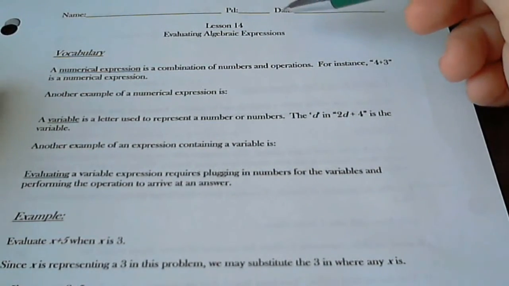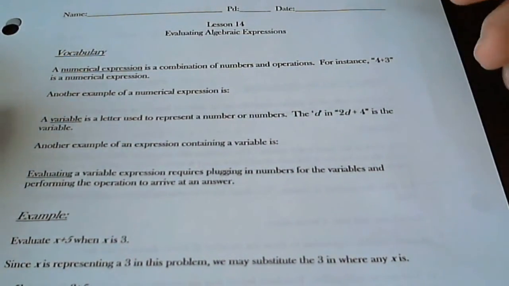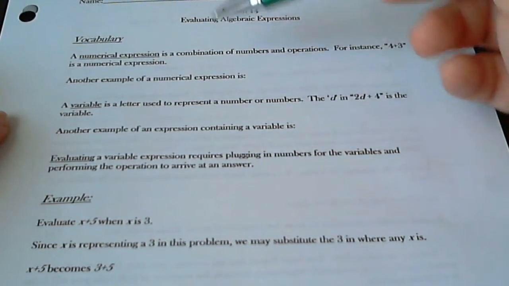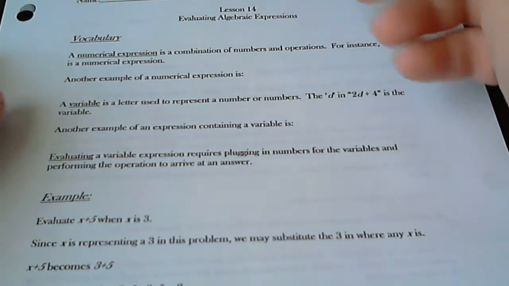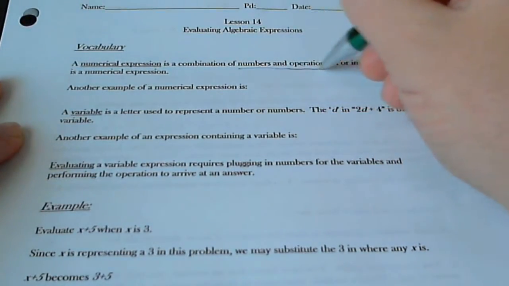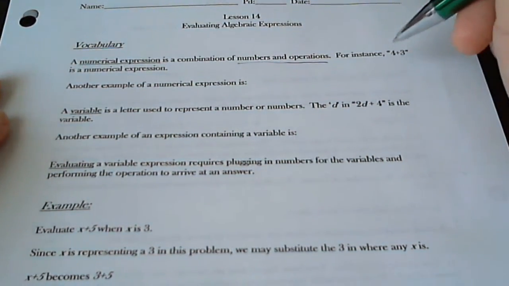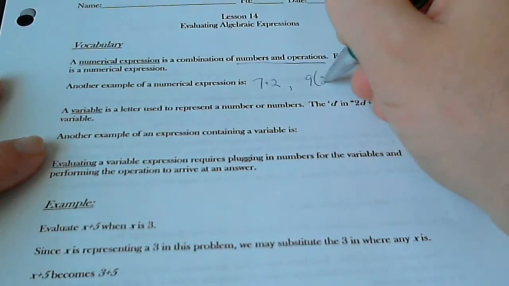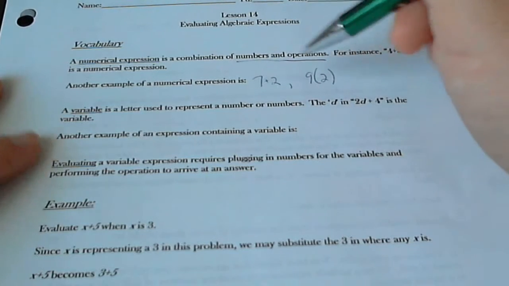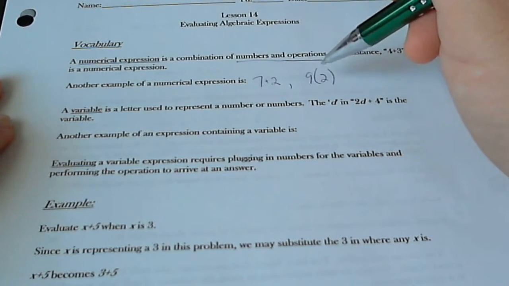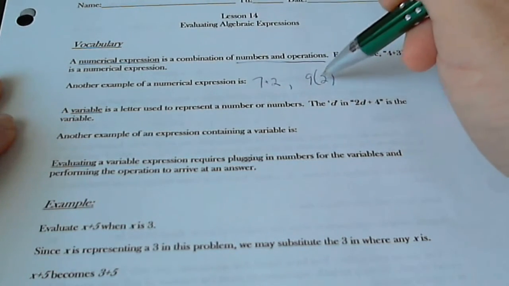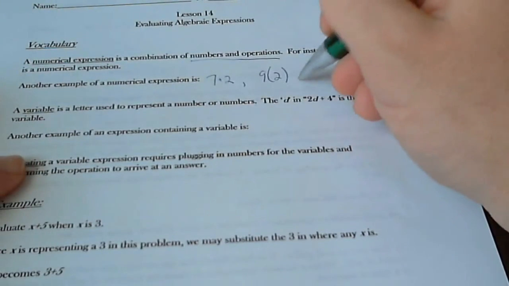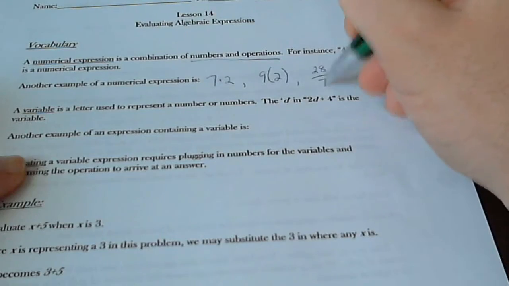Lesson 14, evaluating algebraic expressions. Before we start doing this, we have a little bit of vocabulary that we need to discuss. A numerical expression is a combination of numbers and operations, something like 4 plus 3, or 7 plus 2, or even 9 times 2. All we need are some numbers and some operation. So 9 times 2, maybe one more. How about 28 divided by 7?